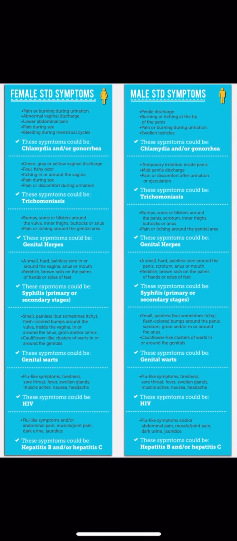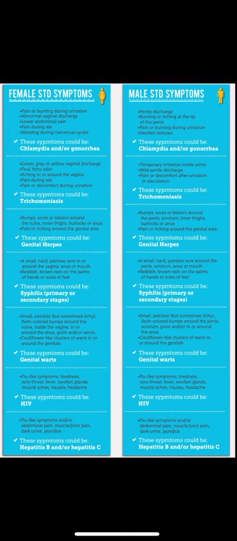No two STIs or STDs are the same, but some have very similar symptoms. Common symptoms to watch out for include unusual discharge from the vagina or penis, pain while urinating, painful blisters around the genitals, fleshy growths around the genitals, tingling or itching around the genitals. In men, pain in the testicles. In women, pain in the pelvis or abdomen, and also in women, irregular periods or bleeding after sex.